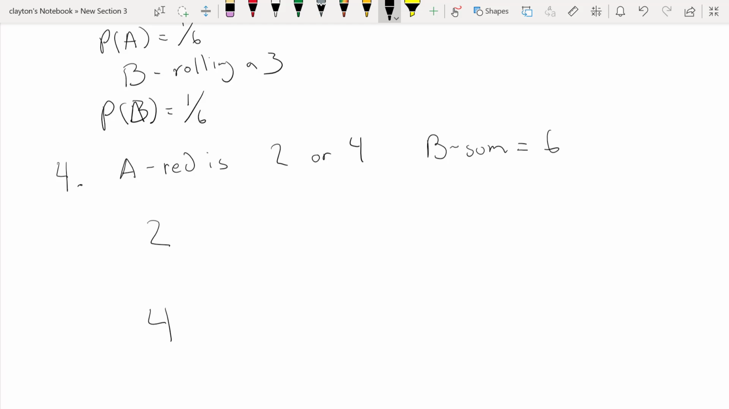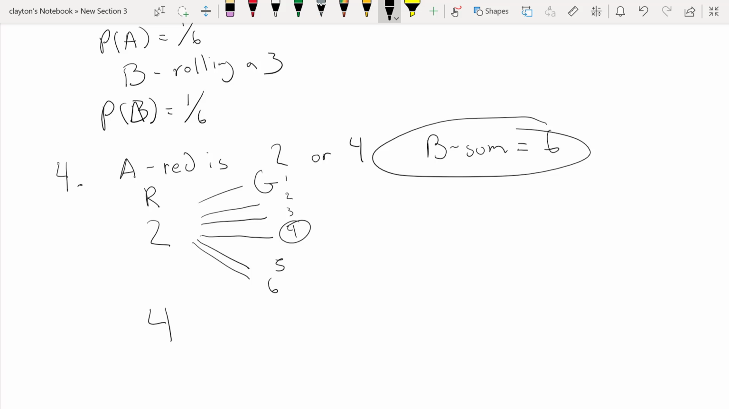Right? So when I roll a 2, right, let's say this is my red die, and then I roll my green die. So I'm saying my red die is a 2 or a 4, right, given that this has happened, and I think you did this drawing as well, right? We have our 6 possibilities, right? 1, 2, 3, 4, 5, and 6. And so the only one that adds up to 6 here, right? We want the sum to be 6 is this 4. And same thing over here.